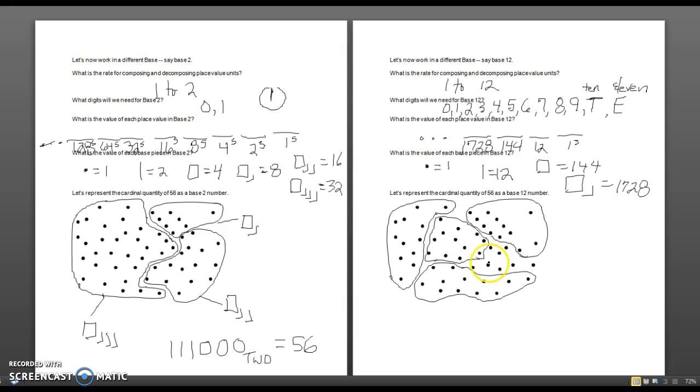All right, so you can see I was able to make groups of 12, and then I had some leftover ones. So when I write my number, I have 4 12s, and I have 8 ones, and of course that is in base 12. So 4 8, that's not 48, 4 8 base 12 is equal to 56 in base 10. That's it for this one.